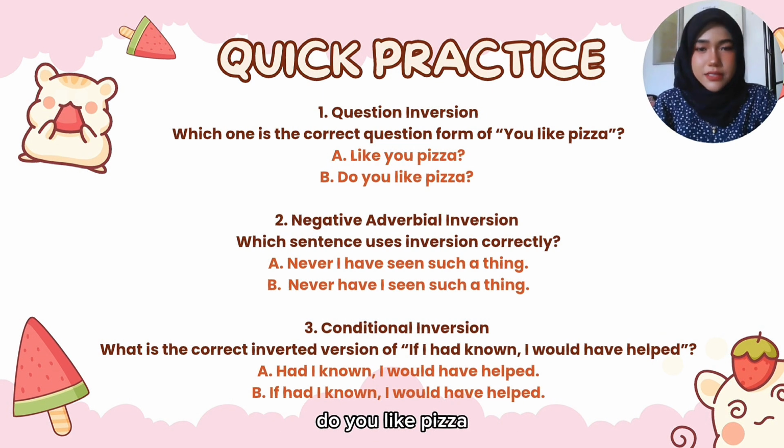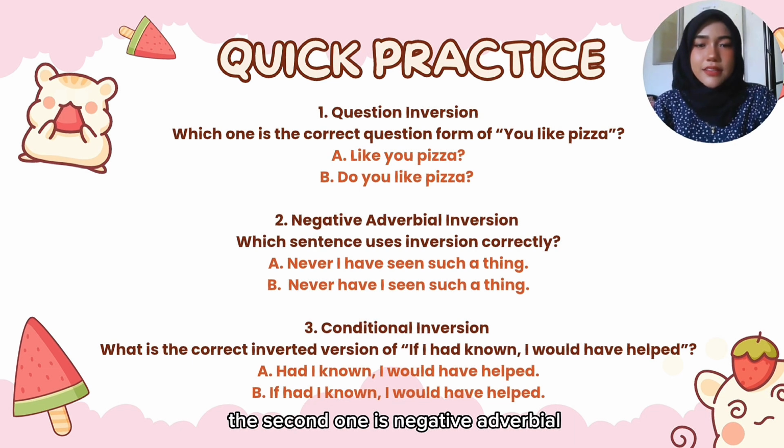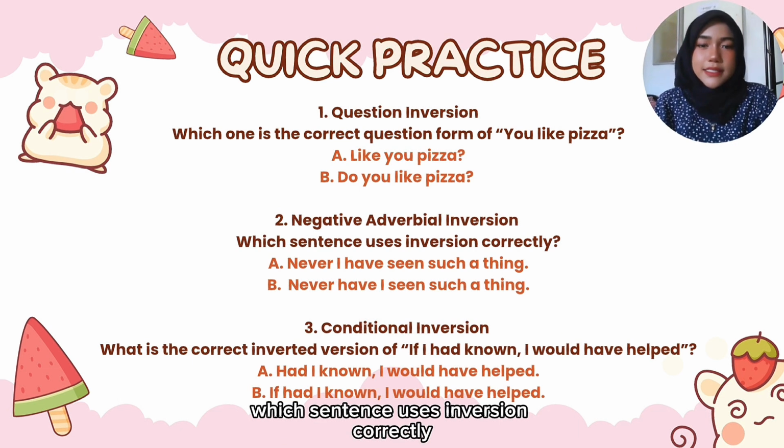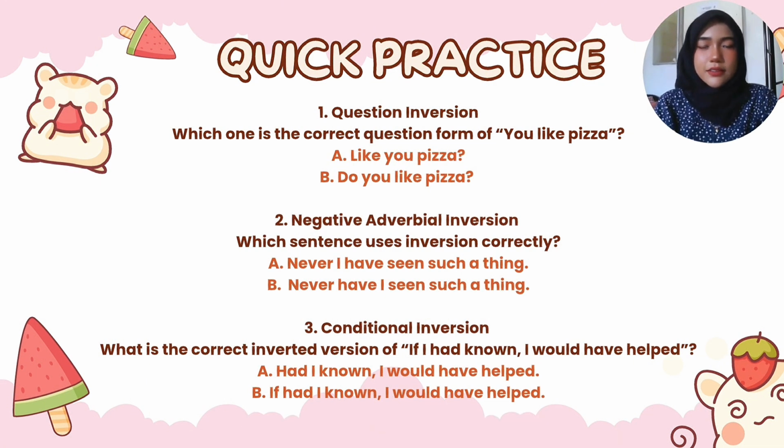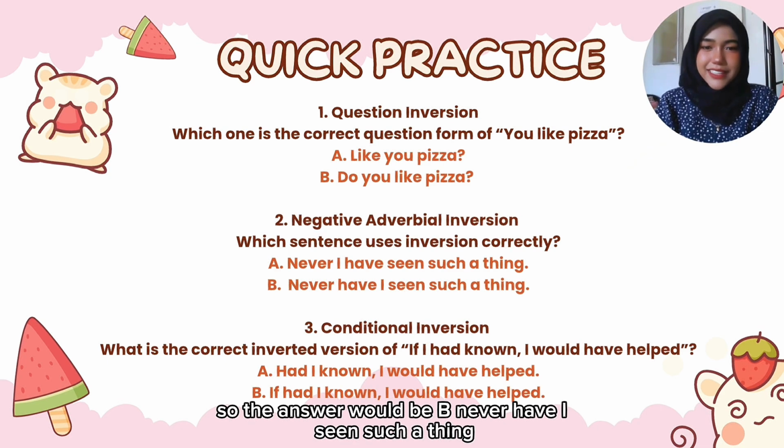Do you like pizza? The second one is negative adverbial. Which sentence uses inversion correctly? A. Never I have seen such a thing. B. Never have I seen such a thing. So the answer would be B. Never have I seen such a thing.